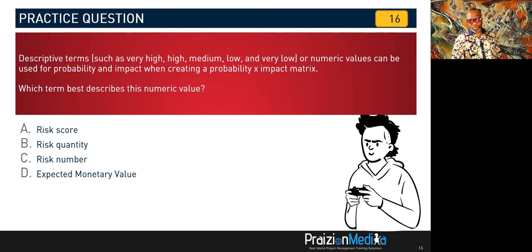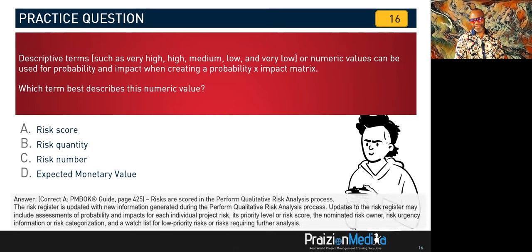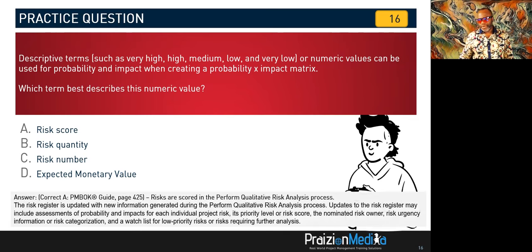Risk score, risk quantity, risk number, EMV. Well, I hope you used process of elimination to get rid of B and C that are bogus. D is not very high, high, medium, low, and stuff like this. The best answer is A. Risks are scored in the perform qualitative risk analysis process, and all that information is there for you to read. But the bottom line, the term that best describes very high, high, medium, low, stuff like that is risk score. So the answer to that is A.